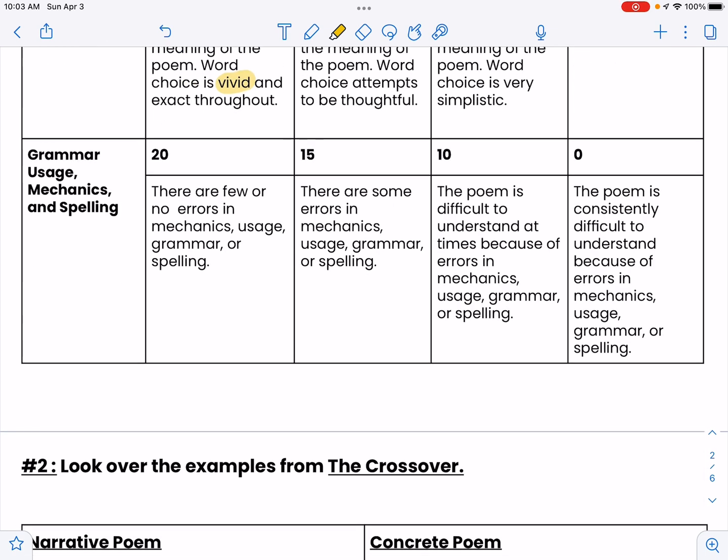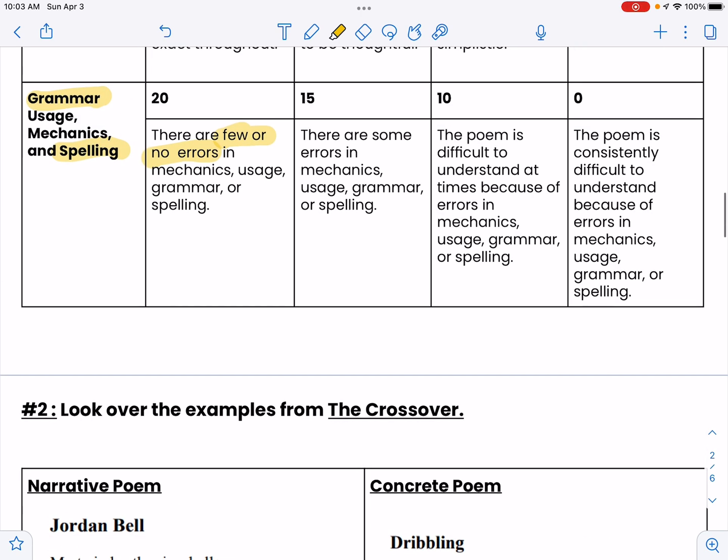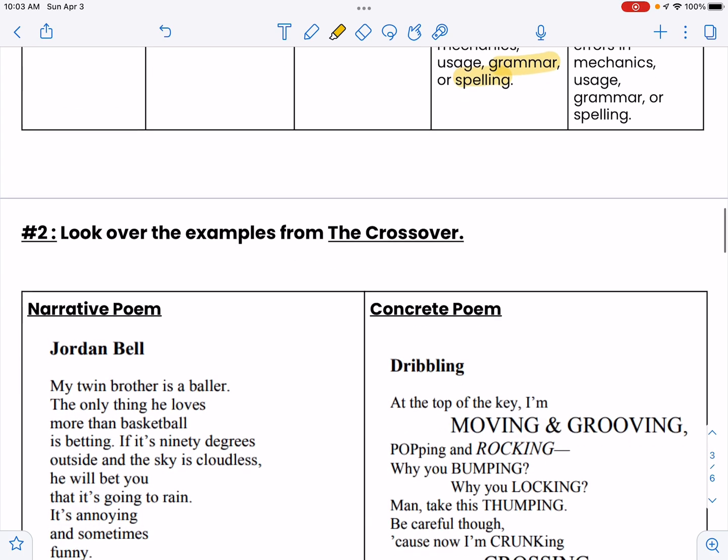And then lastly, grammar, spelling, mechanics. There are few or no errors in grammar and spelling. Okay, you would lose points here if the poem is difficult to understand at times because of errors in grammar and spelling. So as long as there are just a couple of errors, you should get full credit on that.